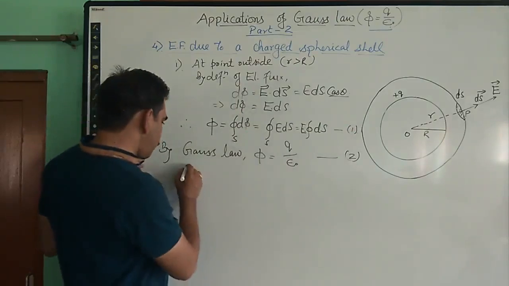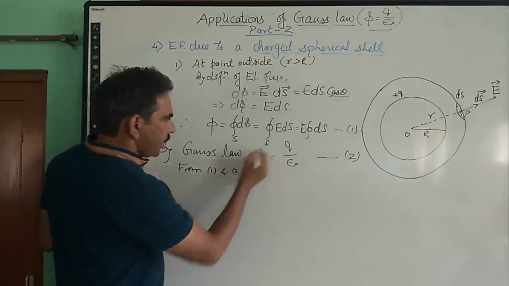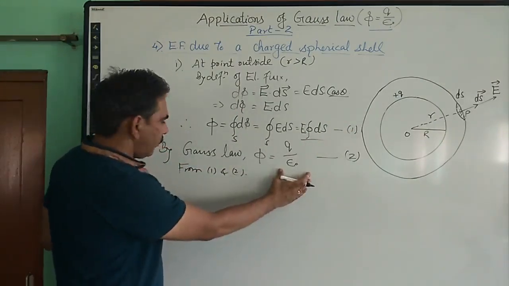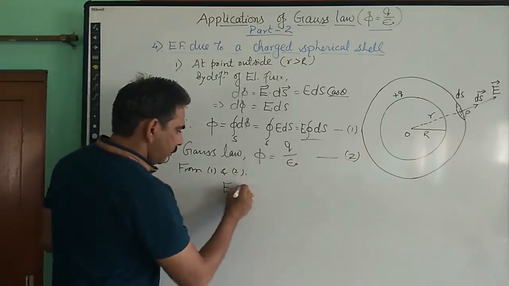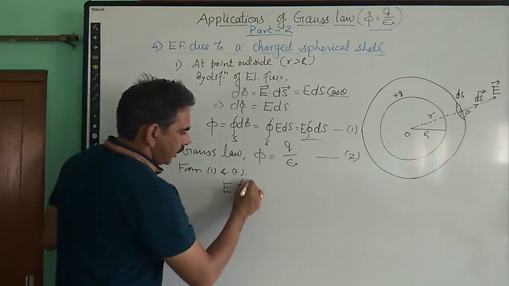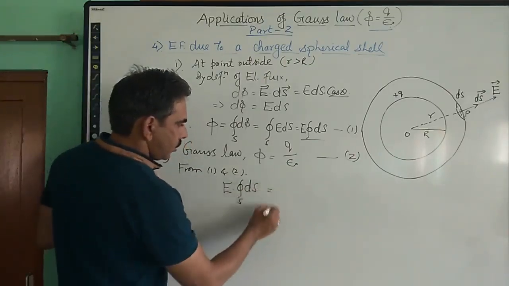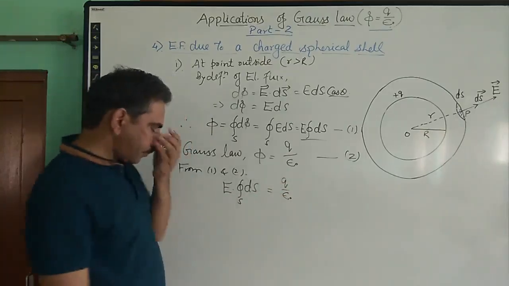So from 1 and 2, we can say that this flux is equal to the flux given by the Gauss law. That is E total, the surface integral over a closed surface, is equal to Q upon epsilon naught.